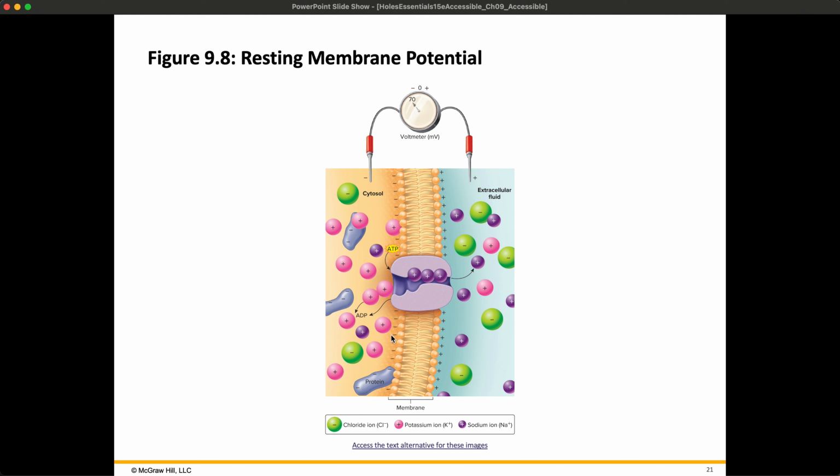So if you're having trouble remembering which side's negative and which side's positive, maybe this will help. Sodium and potassium are both positive ions, but for every 3 that go out, 2 come in. And so that means that inside is negative relative to outside.